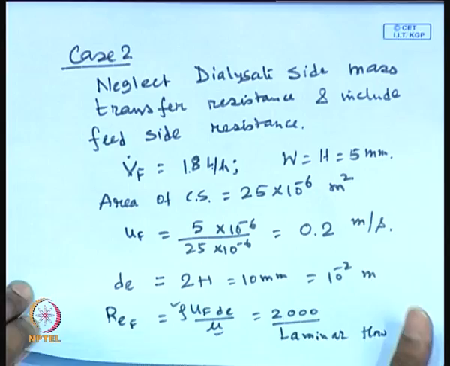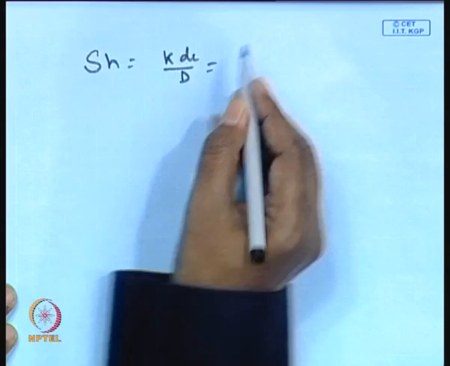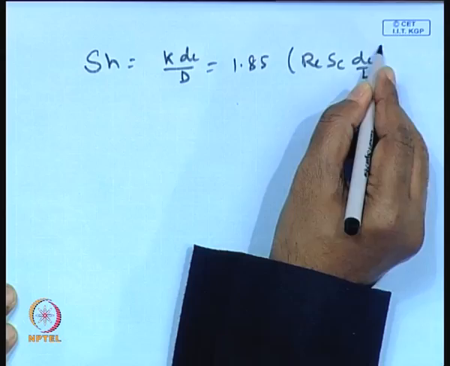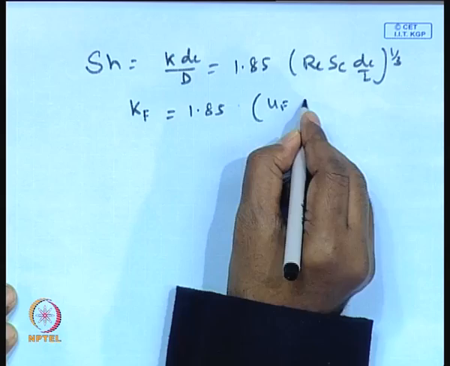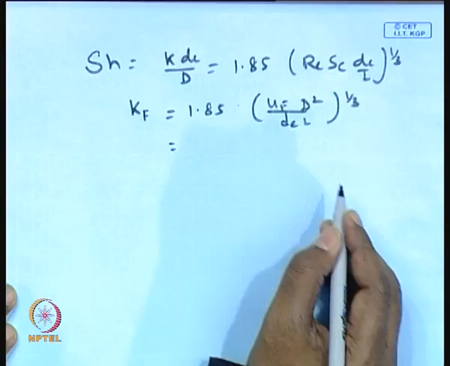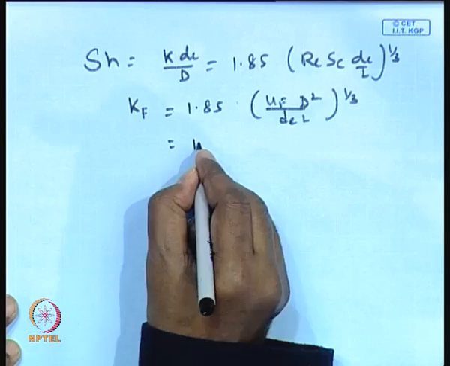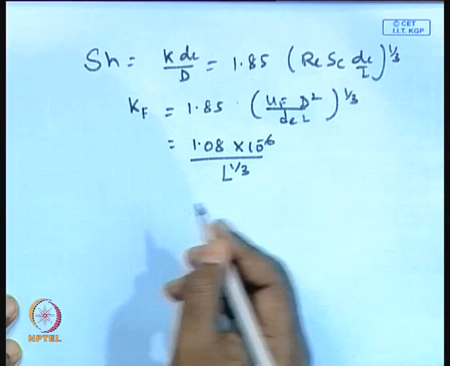Okay. Now, if it is a laminar flow, you can calculate the Sherwood number from this relationship: K d_E by D is equal to 1.85 Reynolds Schmidt d by L raised to the power 1 upon 3, and for K we put the velocity. So, K_f will be 1.85 U_f d square divided by D times L raised to the power 1 upon 3, and if you put all the values, you do not know the length of the module. So, it turns out to be 1.08 into 10 to the power minus 6 divided by L to the power 1 upon 3, L is not known.